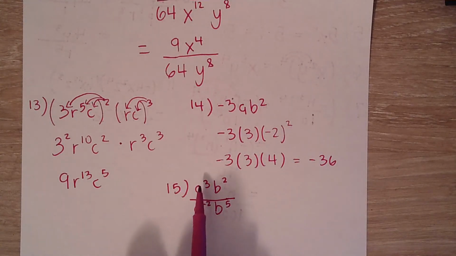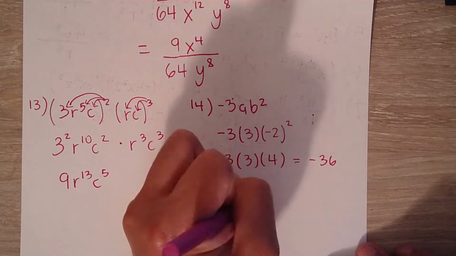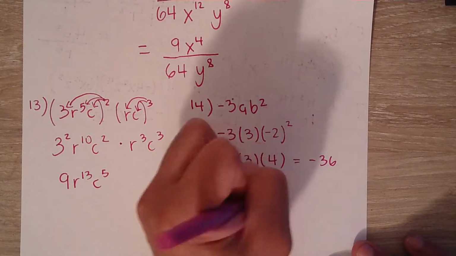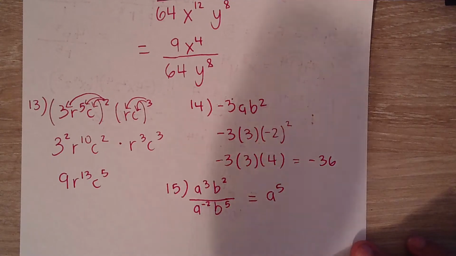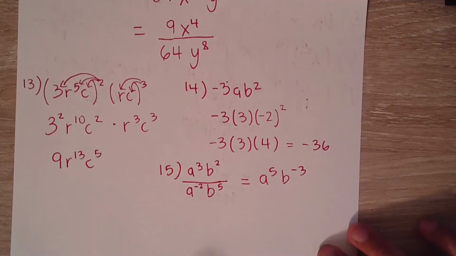We have 3 minus a -2, right? Since we're dividing, we need to subtract those exponents. 3 minus a -2, be careful, that's going to be a +5, so a to the 5th power. And then b squared divided by b to the 5th power, that's going to be 2 minus 5. That gives us an exponent of -3.